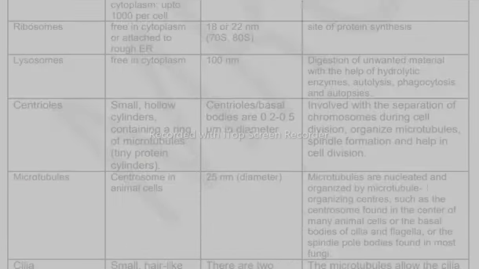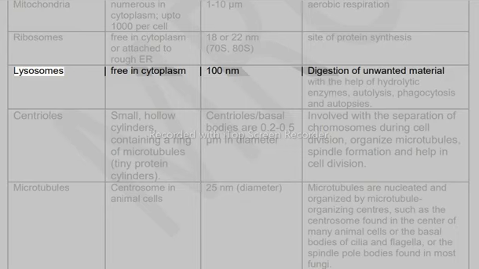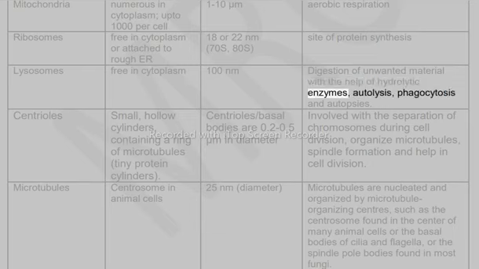1 to 10 µm, aerobic respiration. Ribosomes, free in cytoplasm or attached to rough ER, 18 or 22 nanometers, 70S, 80S, site of protein synthesis. Lysosomes, free in cytoplasm, 100 nanometers. Digestion of unwanted material with the help of hydrolytic enzymes: autolysis, phagocytosis, and autophagy.